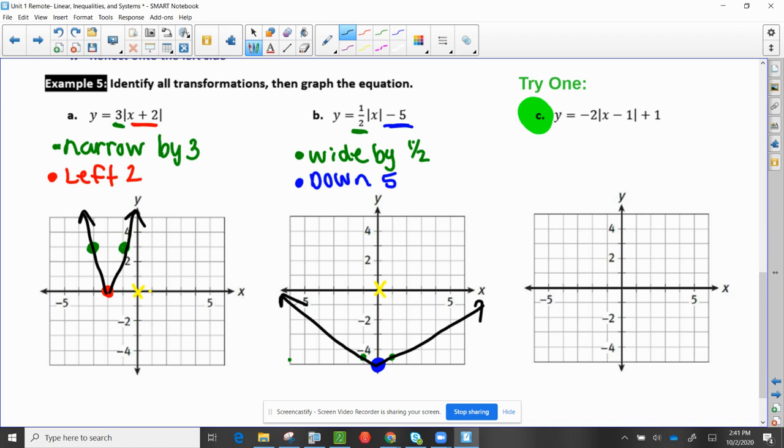So you guys are going to try the last one. This has a negative, a 2 in front, a minus 1 inside the absolute value, and a plus 1 outside. So you have 4 transformations there. So try to figure out what are all 4. Start with that. And then graph it by shifting your point from the origin and then taking care of any shrinks, stretches, or reflections. So give it a try here. So take a pause and go ahead and try it.